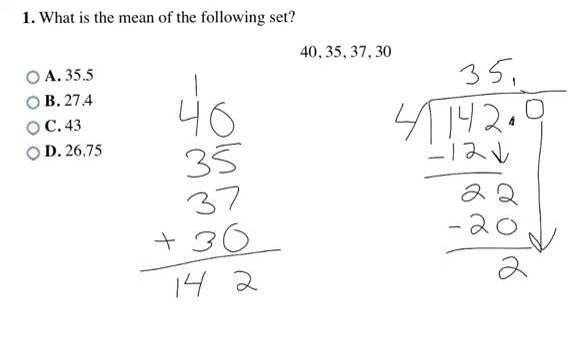So 4 goes into 20 5 times. 4 times 5 is 20. I subtract those numbers, and I'm left with 0. So I don't have a remainder. And that means my mean, or my average here, is 35 5/10. So A is my final answer.